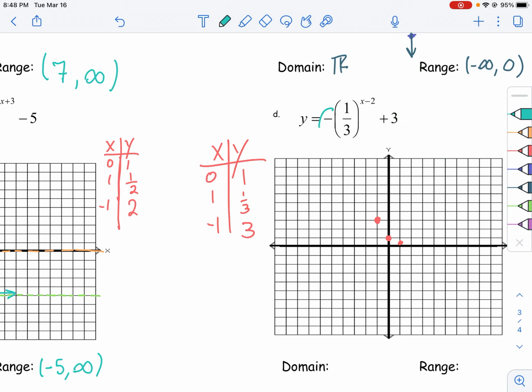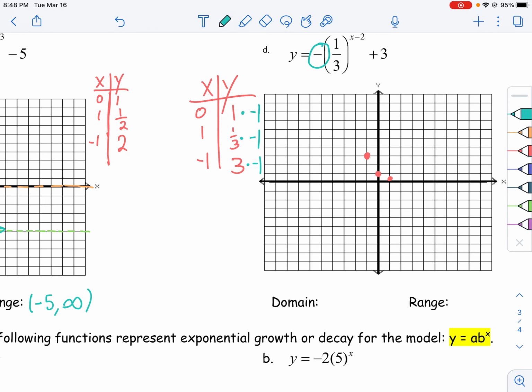You always need to do the a value first. The a value in this case is -1. So it says multiply by -1, multiply by -1, multiply by -1. So that gives us -1 here, -3 here, and then -1/3 right here. And then we're shifting all of those points up 3 and to the right 2. So we're physically taking these and we're going 1, 2, 3, then to the right 2, 1, 2. Puts us right here.